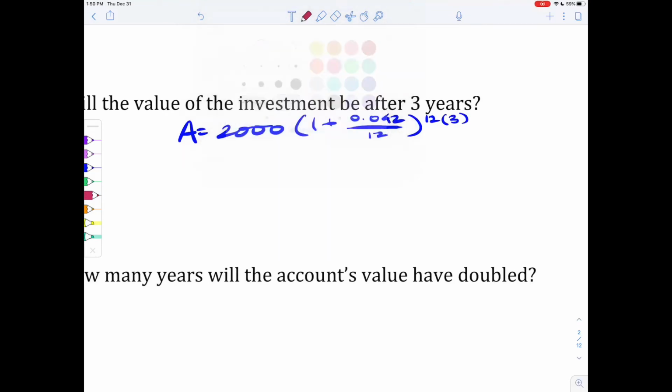The value you should get out of here is something like this. Rounding to 2 decimal places in this case because we're dealing with dollars and cents, and the value of an account is not going to be in fractions of a cent.